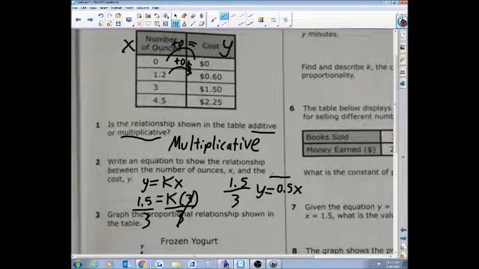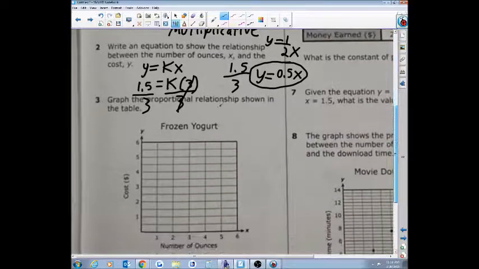Y equals 0.5 or 1/2 X. So you could write it like that, or since 0.5 is 1/2, you could also say Y equals 1/2 X. These are the same thing. 0.5 is equal to 1/2. Now, graph the proportional relationship shown in the table.